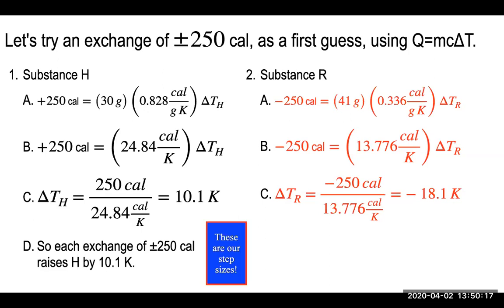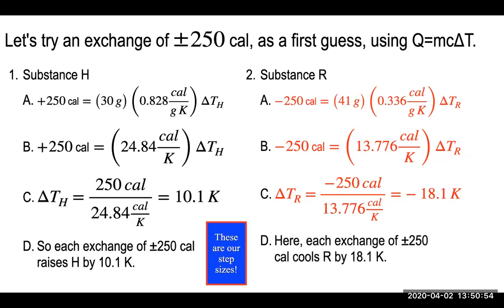And when you calculate that out, you get negative 18.1 Kelvin. So that means that substance R really dips down, it cools off by 18.1 Kelvin. So substance H is a little bit tougher to warm up. Calorie for calorie, substance R cools off more than substance H warms up. And we're going to use that when we do our calculations, right?